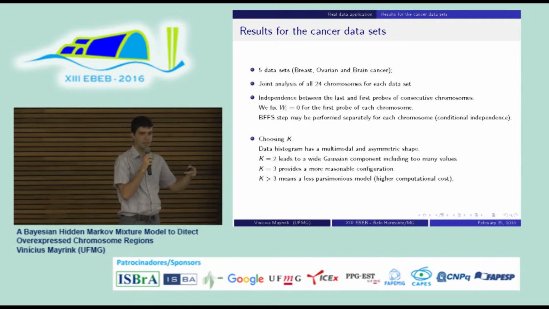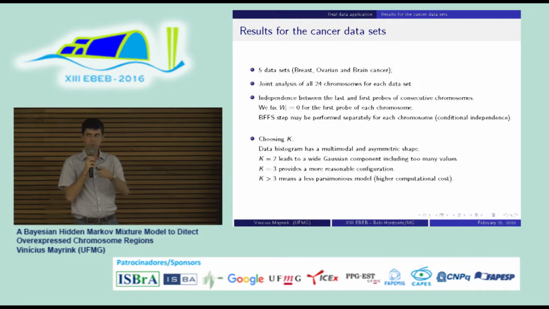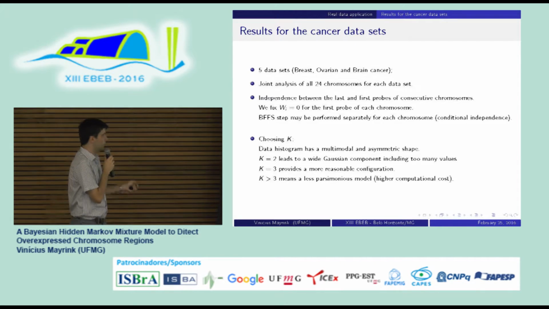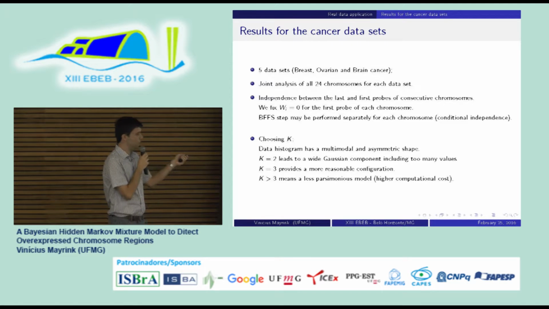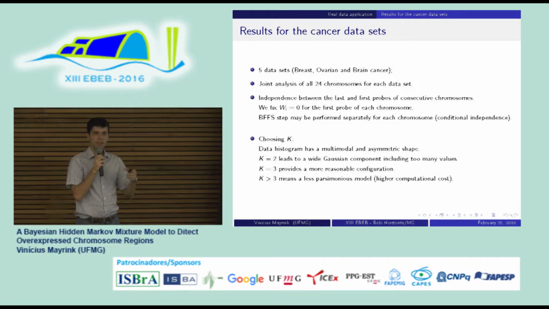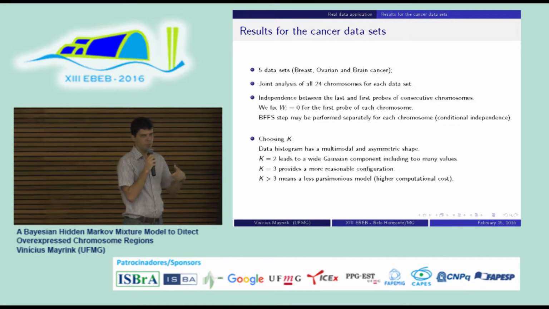We will analyze them in a big sequence of 90,000 locations, but we have no distance to measure between chromosomes, so we set them to be independent, okay? By doing so, we can use the BFFS step, which is a crucial step in our model, separately, which reduces our computational burden a lot. So we do the BFFS in our analysis for each chromosome within the MCMC.